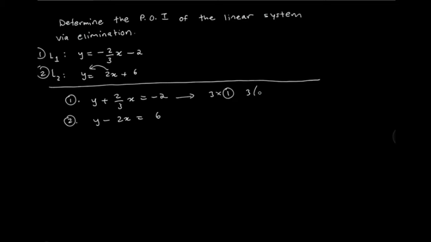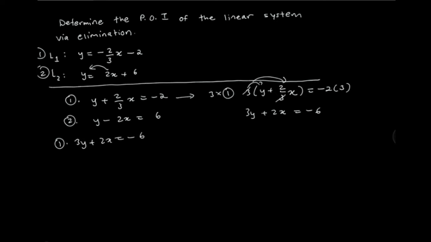So you get 3 times y plus 2 over 3x is equal to negative 2 times 3, and if you distribute this, you get 3y, 3 times 2 divided by 3, you can just cancel the 3's out, you get 2x, right, is equal to negative 6. So you can also work with this, right? So now equation 1, you get 3y plus 2x is equal to negative 6. Equation 2, you get y minus 2x is equal to 6.